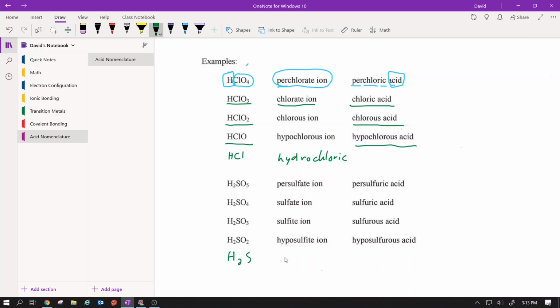Are there questions about the naming of acids? Just, can you scroll back up? All right, I will scroll back up and look at that, and then we will work a little bit of practice.